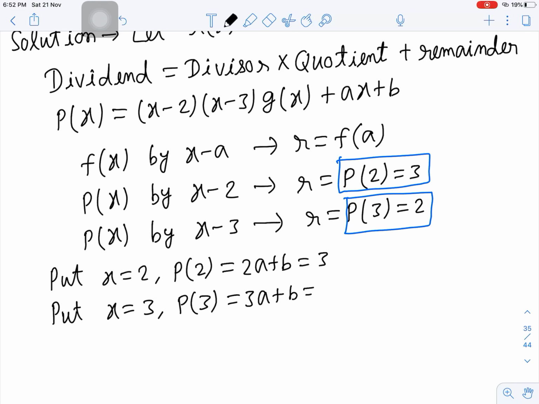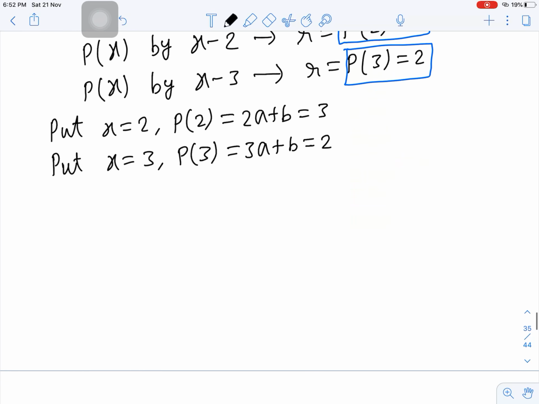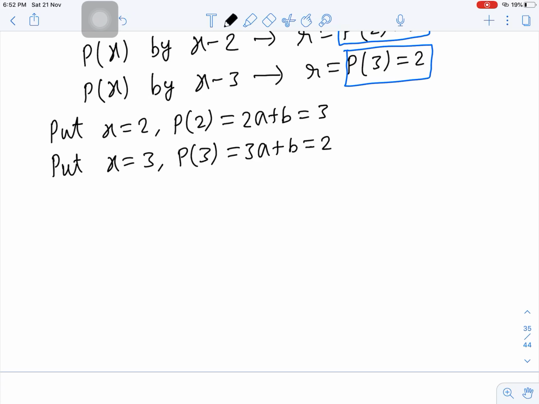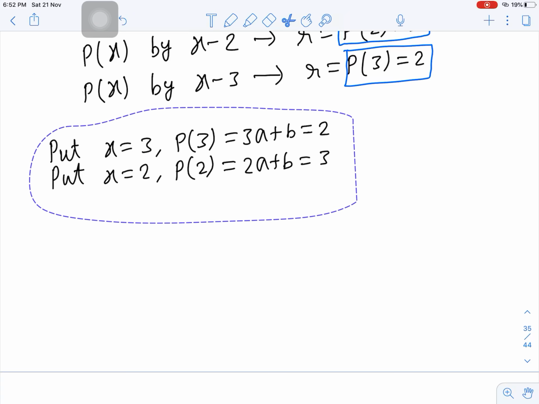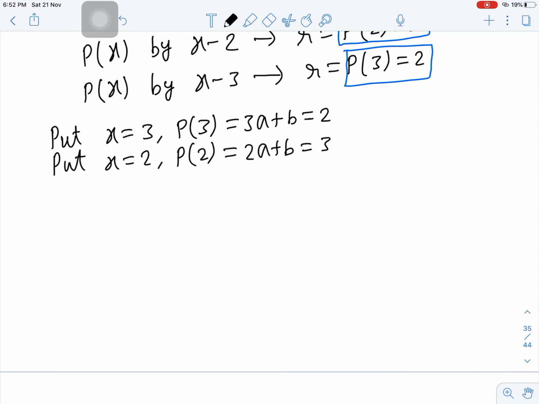So you will get 3a plus b equal to 2. Okay, now if you subtract this equation, suppose I write it later on. So if you subtract these two equations, what you will get? B will get cancelled because we need to find a and b. So we are able to eliminate b. Then 3a minus 2a, it would be a. And 2 minus 3, it would be nothing but minus 1.